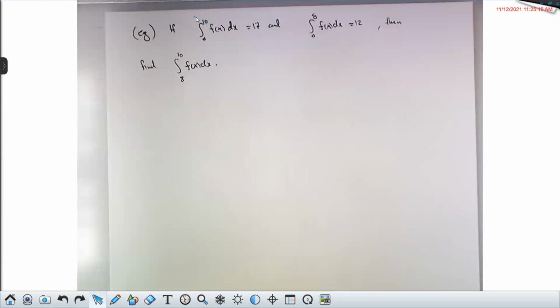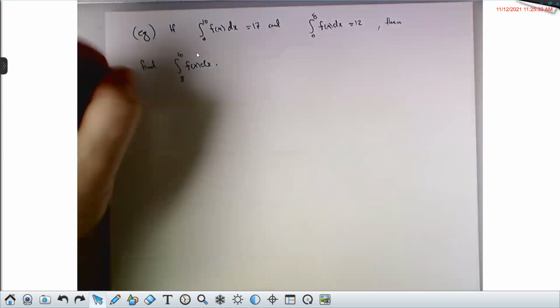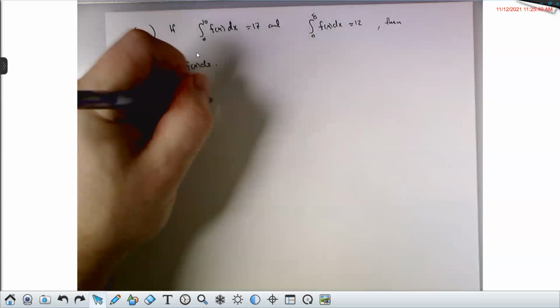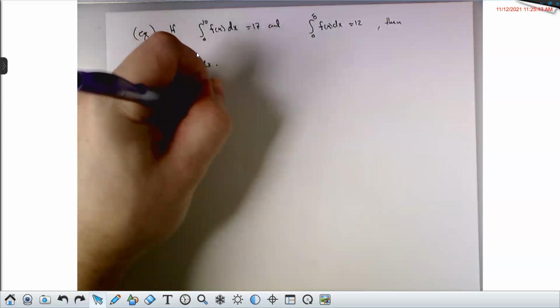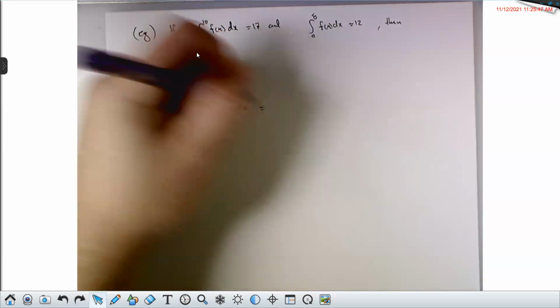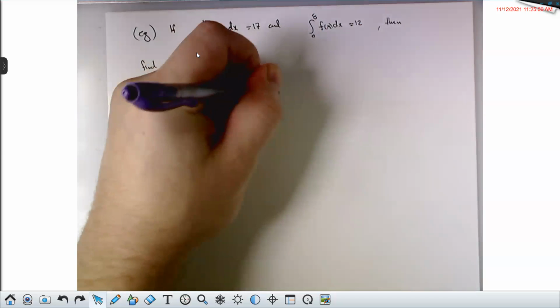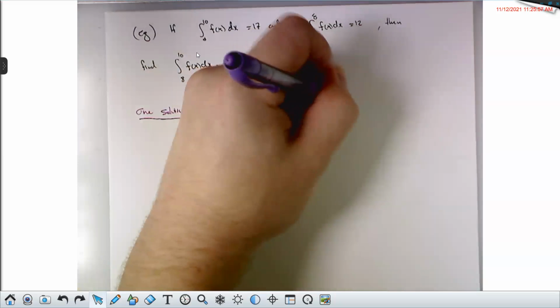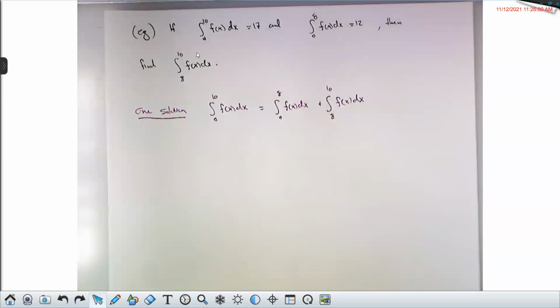But what I can do is try to think of the integral from 8 to 10 as a difference of two integrals. More than one way to approach this. So one solution is to say, okay, well, the integral from 0 to 10 of f of x dx is equal to the integral from 0 to 8 of f of x dx plus the integral from 8 to 10 of f of x dx. And this is maybe the more straightforward way to do it, but it requires thinking a little bit ahead.